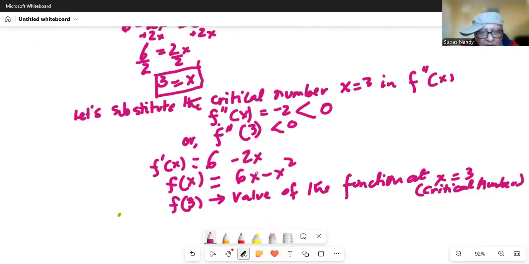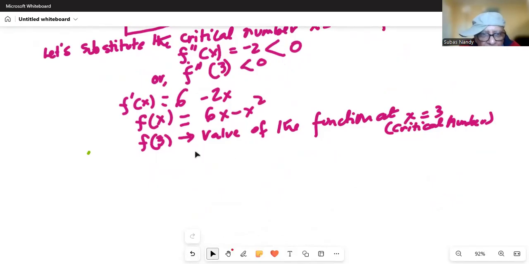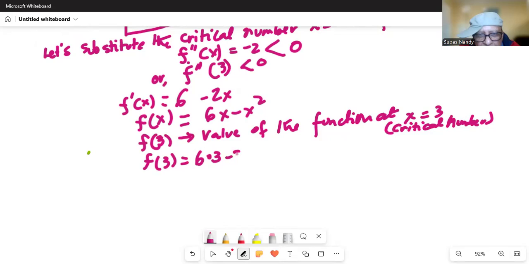Okay, so let's find f of 3. Let's move it up a little bit. f of 3 is equal to 6 times 3 minus 3 squared, or 6 times 3 is 18 minus 3 squared is 9.